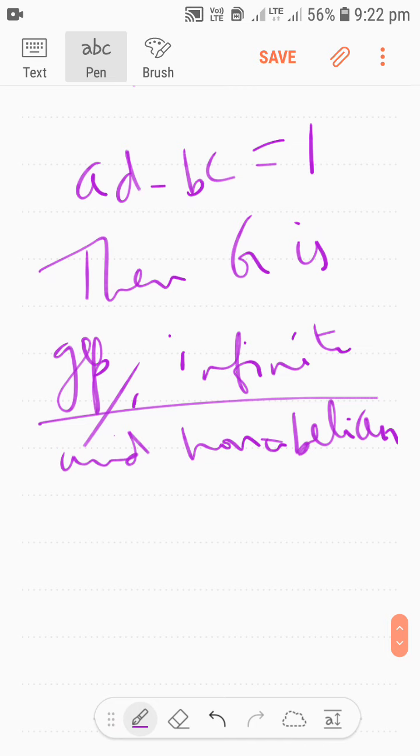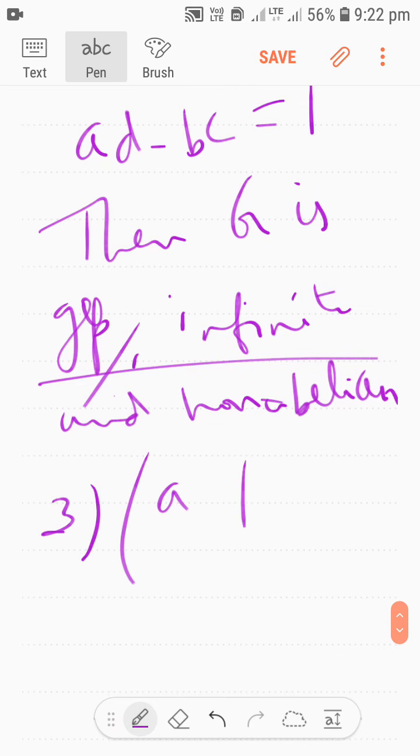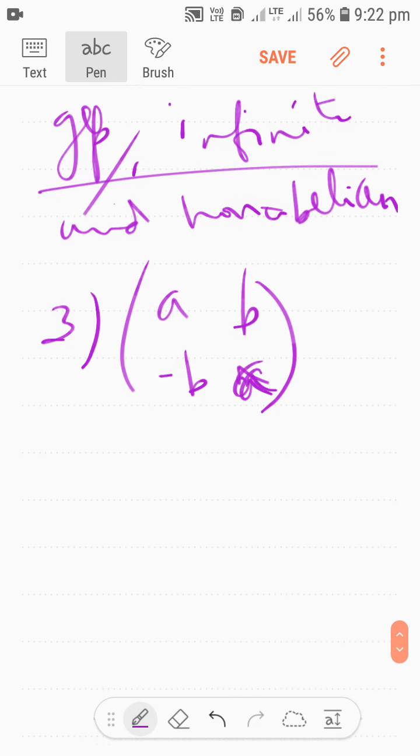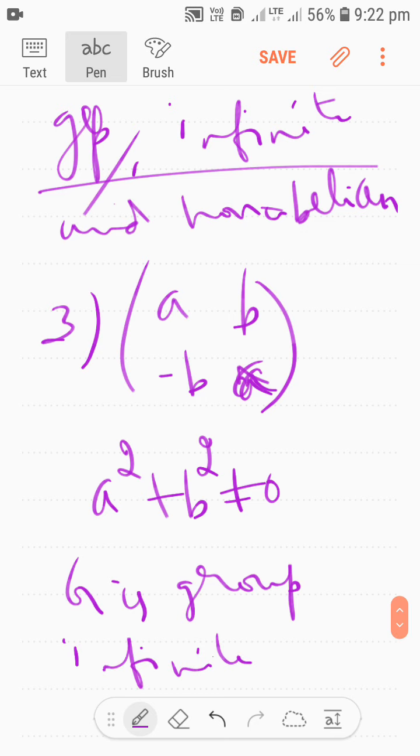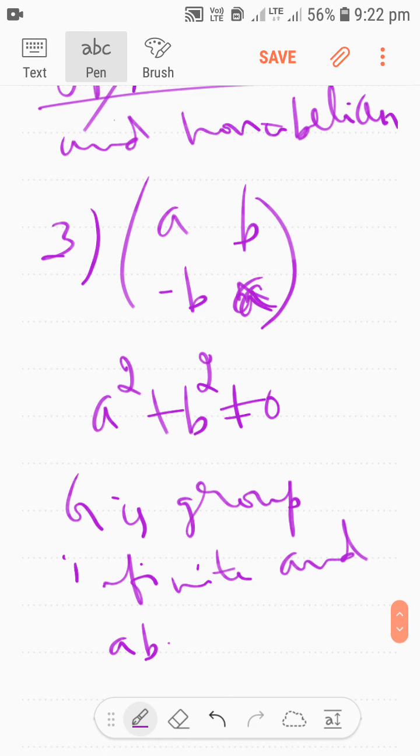Okay, now third example, AB minus BA. This is a 2 by 2 matrix only. Here A and B are real numbers and A square plus B square not equal to 0. Then G is a group, infinite and abelian. See, we don't have time to identify whether the given matrices satisfy those 4 conditions. So we should know these answers.